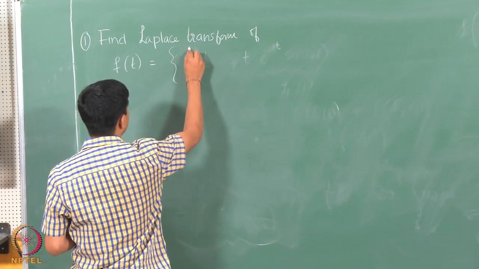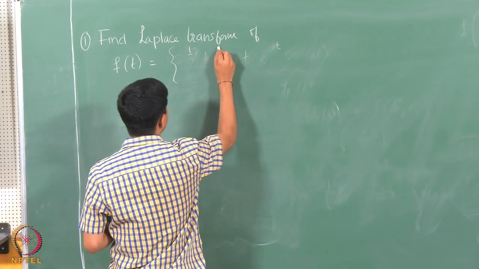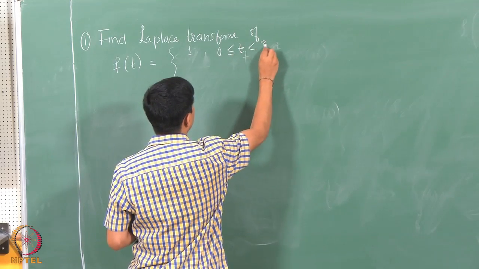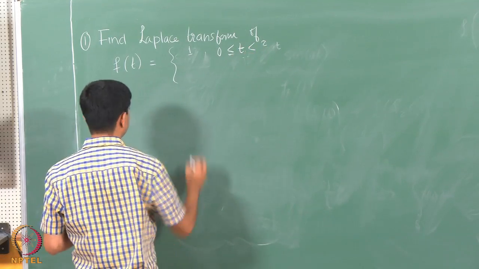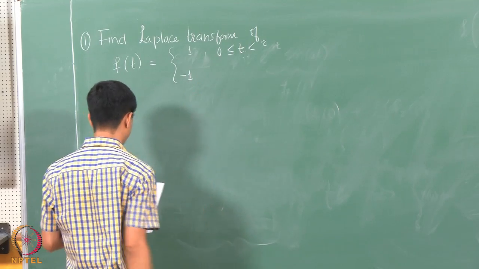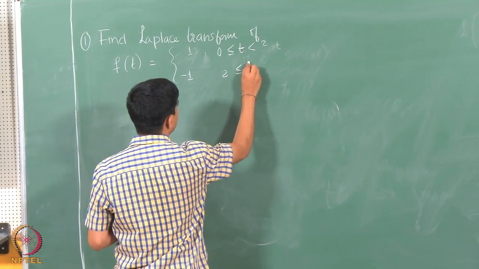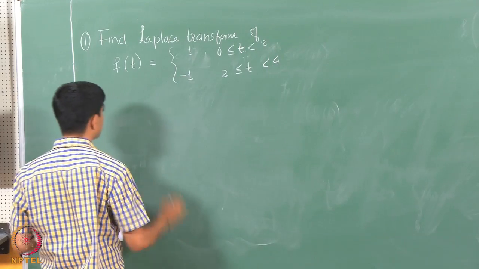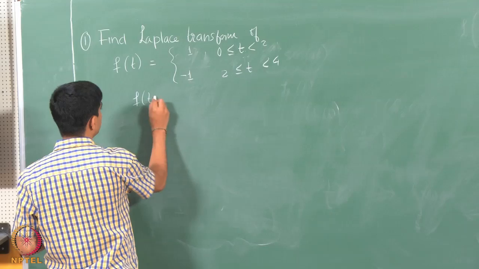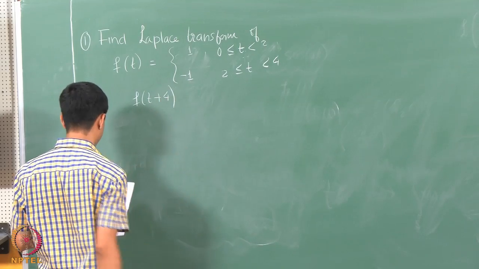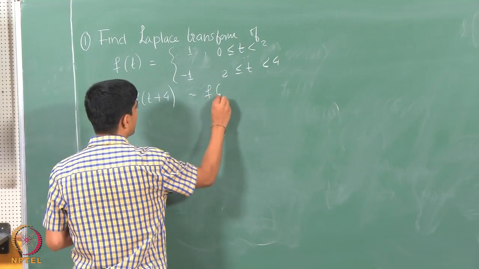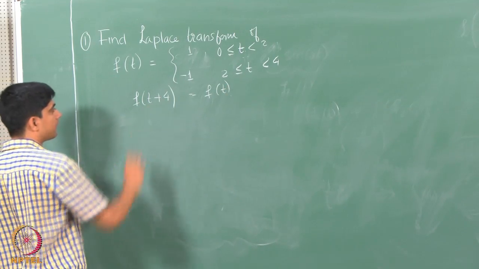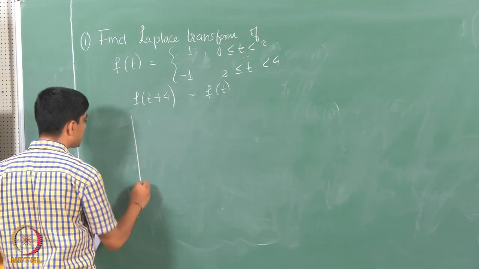It is 1 for t between 0 and 2, it is -1 for t between 2 and 4, together with the property that f of t plus 4 is f of t. It is like a periodic signal with a period of 4. So, I can just plot this signal, right.